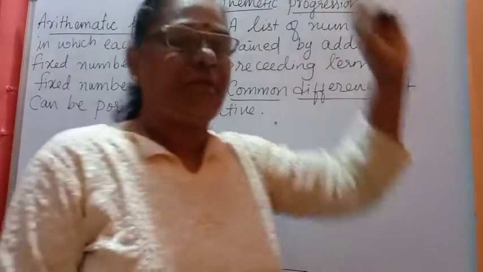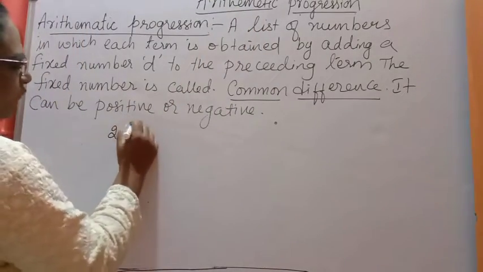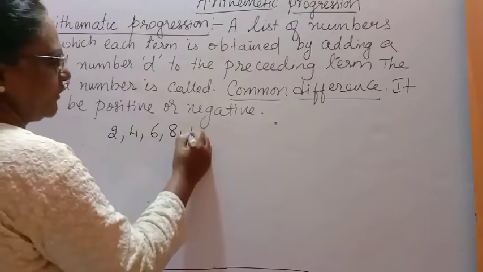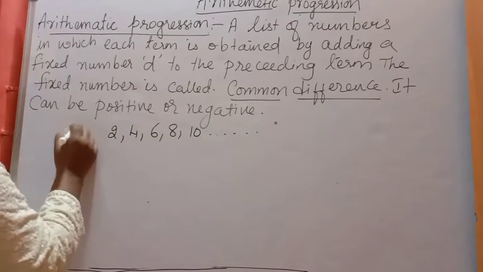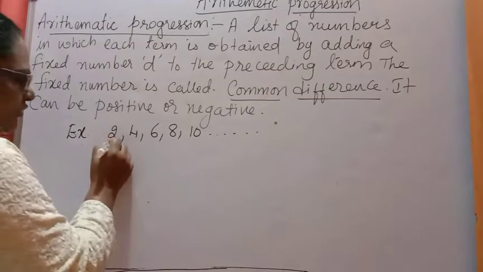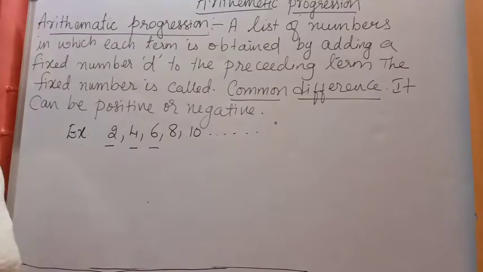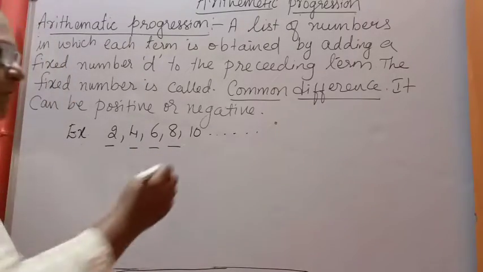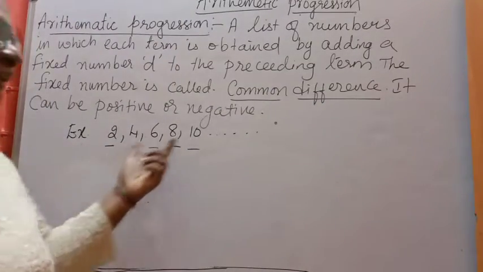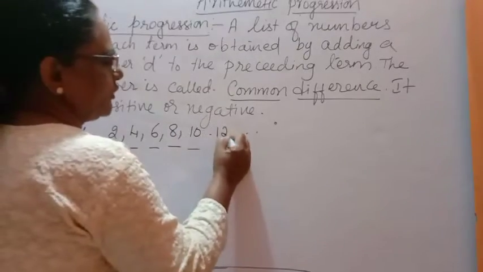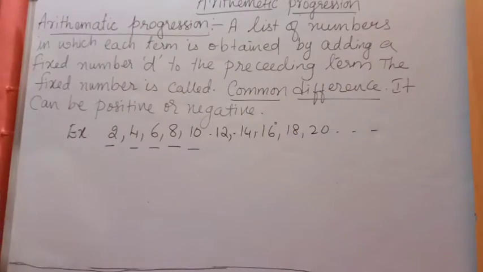First, you should understand the meaning of arithmetic progression. See, here I will show you one example. You have a set of numbers 2, 4, 6, 8, 10, etc. Here 2 is the first term, 4 is the second term, 6 is the third term, 8 is the fourth term, and so on. You can go on finding the next terms: 12, 14, 16, 18, 20, etc.